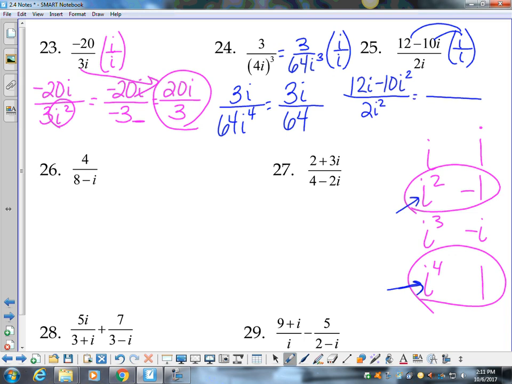Well, i squared is a negative 1. Okay, so that makes this a negative 2 on the bottom. This is a negative 1, so it's going to make that a positive 10. I'm going to put my real part in the front and my imaginary part in the back.